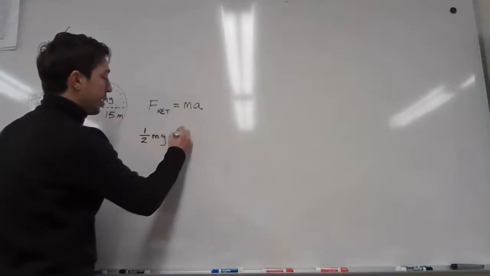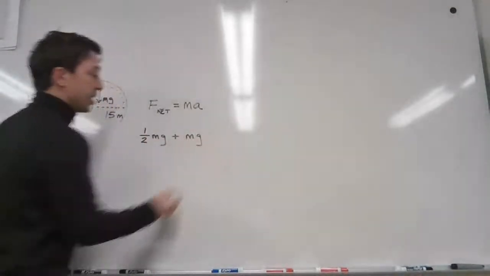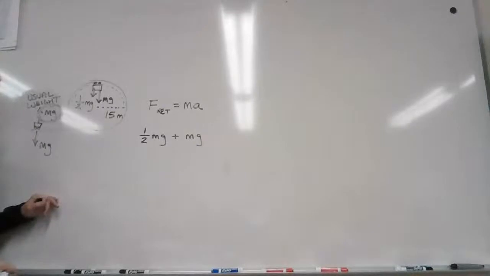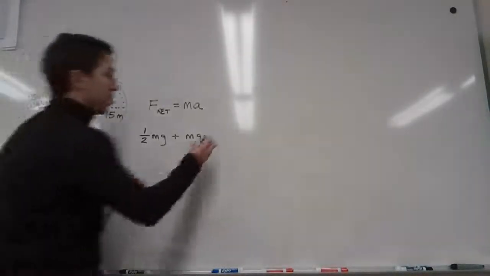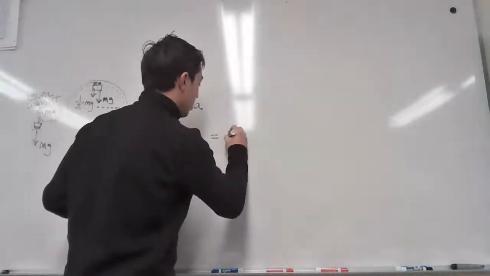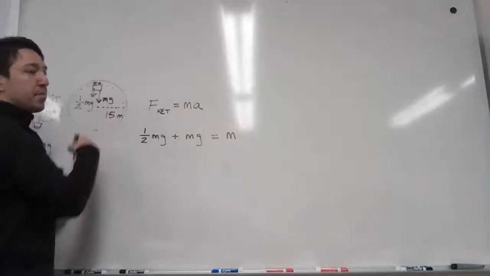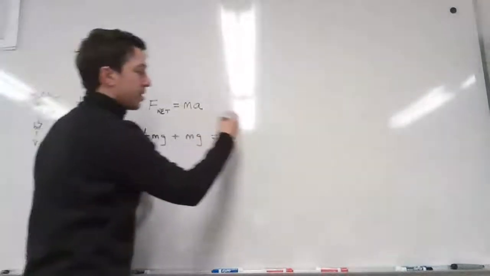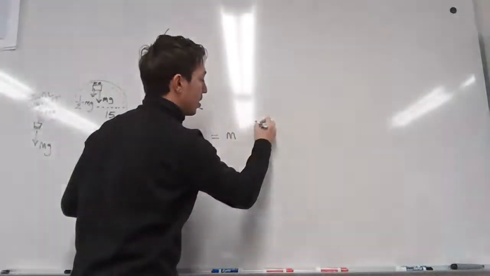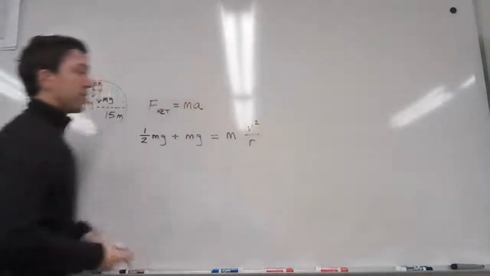Yeah, it's half of mg plus mg. They point in the same direction, so I add them up, right? Don't subtract them, that'd be crazy. This is what we talked about yesterday. And then if you're traveling in a circular path, you're at the top of the circle, your a value is v squared over R.